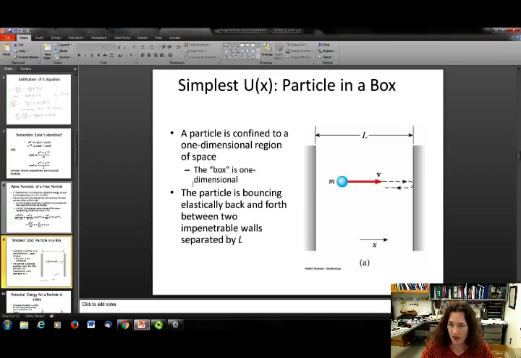So here's your particle in a box. You have a particle confined to a one-dimensional region of space. We're just going to do 1D here. There's the 3D analogy, which we'll talk about later, but for now we're 1D. The particle is basically just bouncing back and forth between these walls. We're going to call the length of the box L.